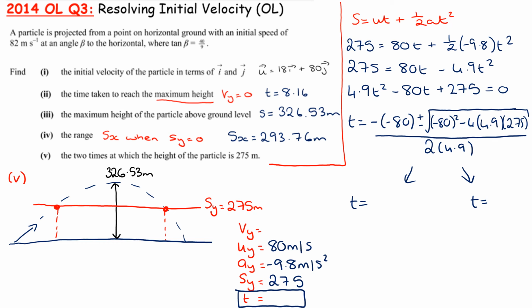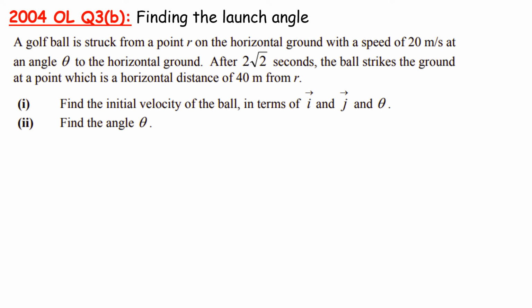So our first answer is going to be 4.92 seconds. And the second answer is 11.41 seconds. So they're the 2 times when the height of the particle is 275 meters above the ground. Now let's look at a slightly trickier question where we're working backwards to get the launch angle. When we work with that, we're going to be working in terms of the angle. This is very common at higher level, but less common at ordinary level. So this is a nice preparation question before you move into the higher level questions.